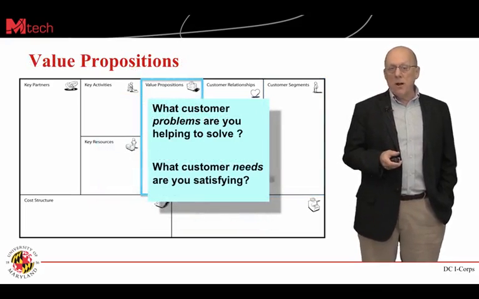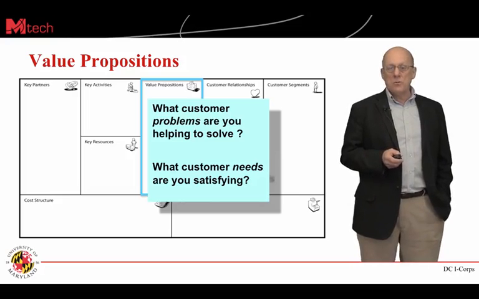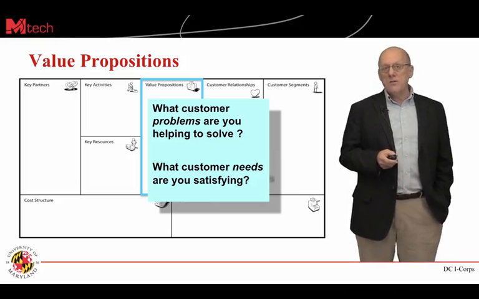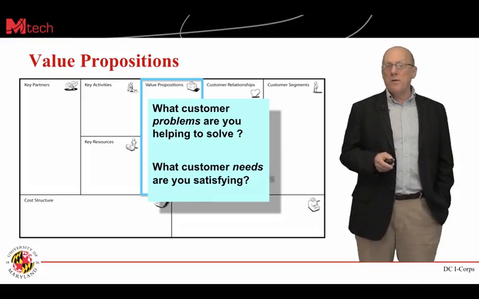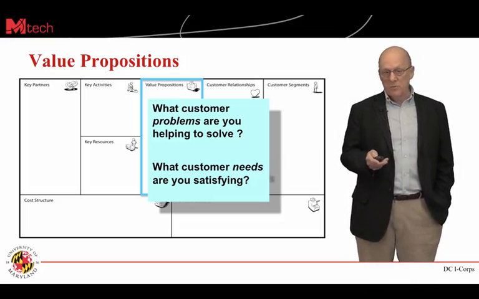Number 2 is value proposition. This is what your product or service is going to do for your customers. What customer problems are you going to solve? What customer needs are you satisfying? And also, what features does your product have that deliver those needs and benefits to customers? We're going to be talking about value propositions a lot as well.